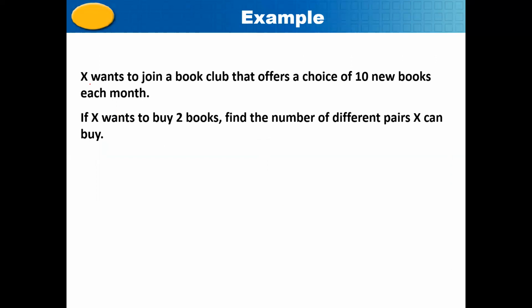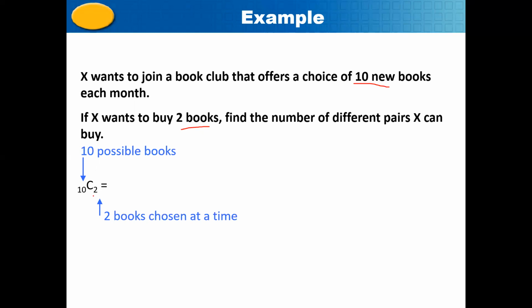A person X wants to join a book club that offers a choice of 10 new books each month. So person X wants to buy 2 books. Find the number of different pairs person X can buy. So in that case, how we'll calculate it? 10C2 means total n is 10, and out of 10 he can buy 2 books. So how many combinations would be there?